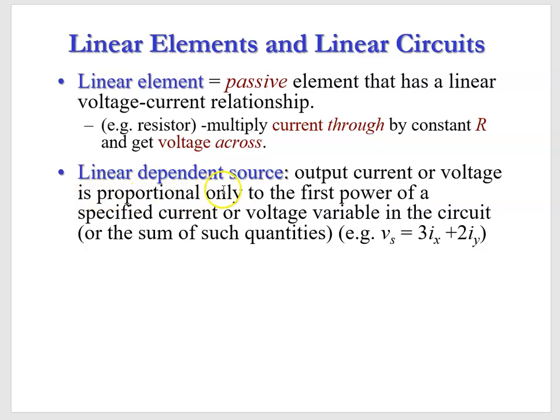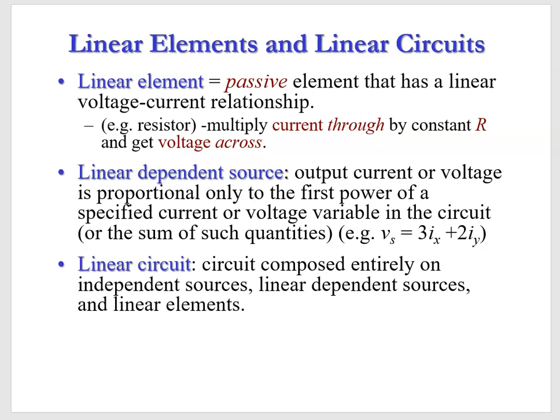If we have a dependent source, the output current or voltage of that dependent source has to be proportional only to the first power of the specified current or voltage variable that's controlling it. So we could have a voltage controlled source controlled by the sum of these two different currents, 3Ix plus 2Iy, because this is a linear equation. But it couldn't be equal to 2Ix squared or Ix times Iy, because that would no longer be linear.